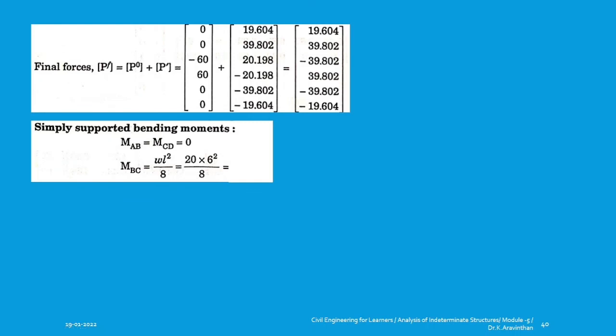And how to find positive bending moment? You can take it as a simply supported beam and find the moment, that is WL square by 8. The answer is 90. Now you can check that if you find the values at joint B and joint C, joint B and C have similar values.